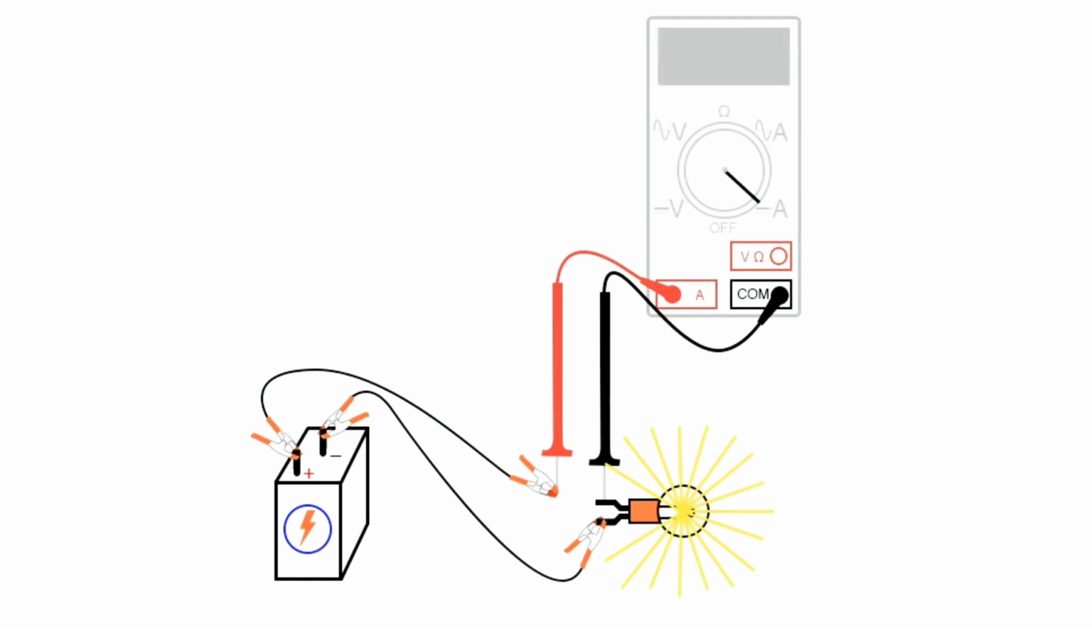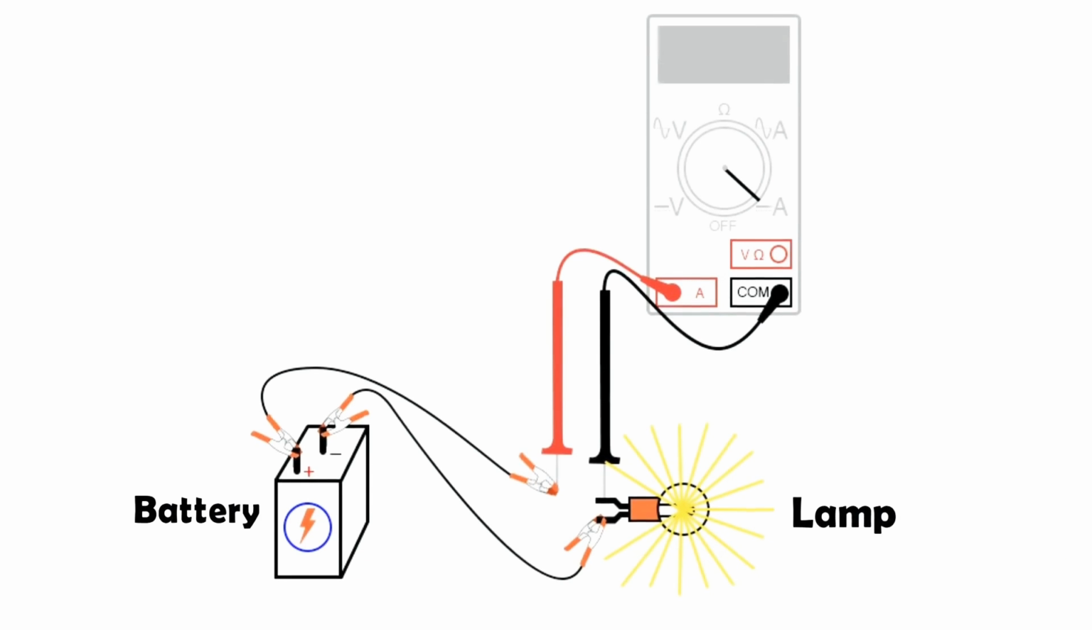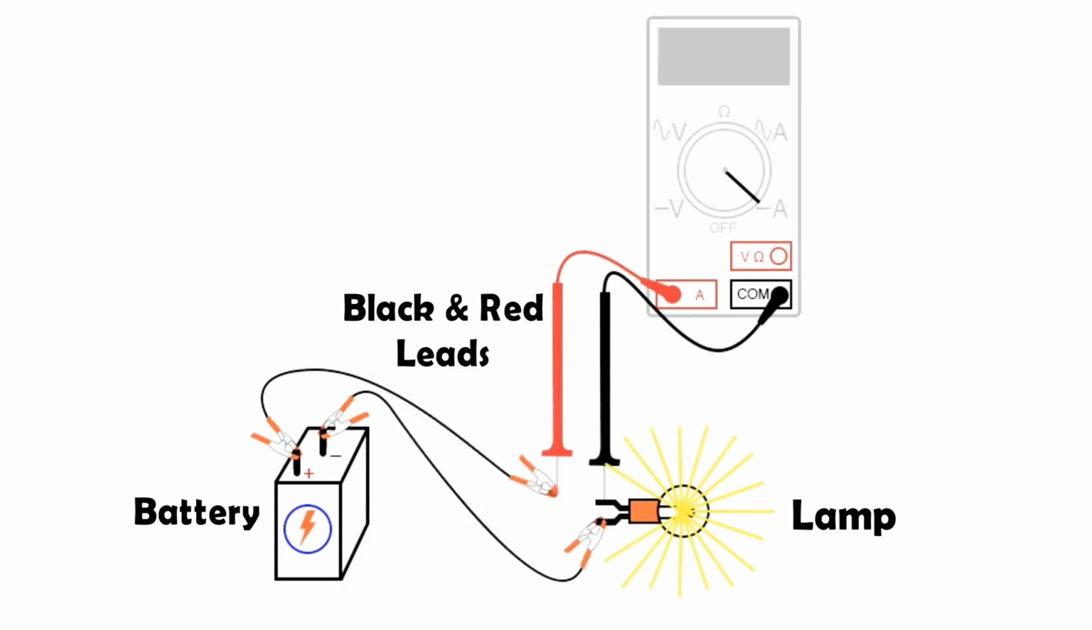This is the ammeter illustration. The ammeter being used is a digital ammeter. The circuit is composed of parts such as the battery, the lamp, the black and red leads, and the digital ammeter itself.